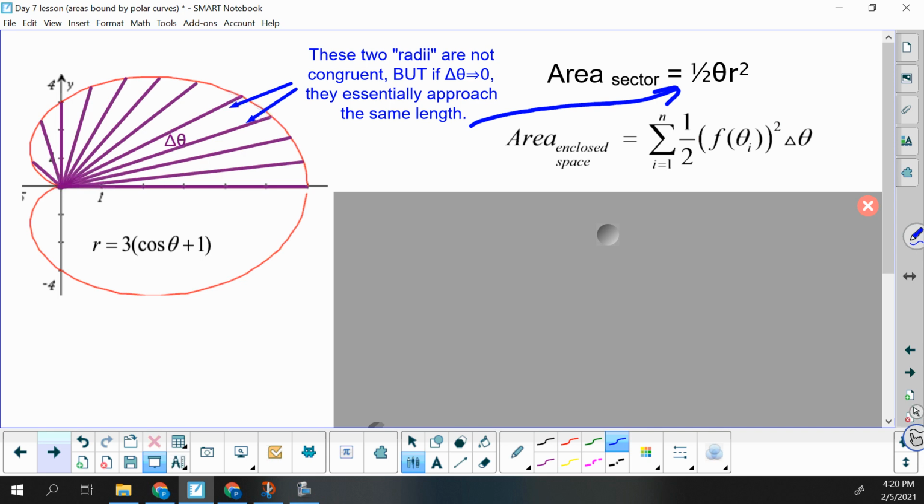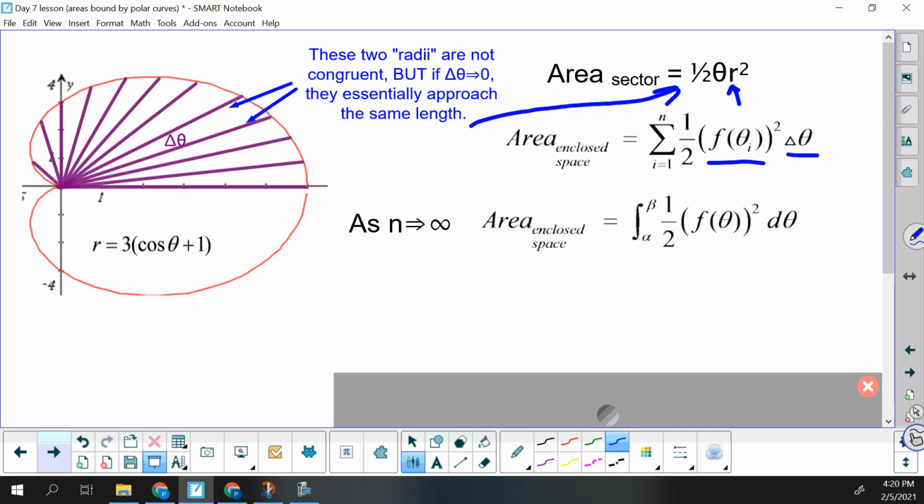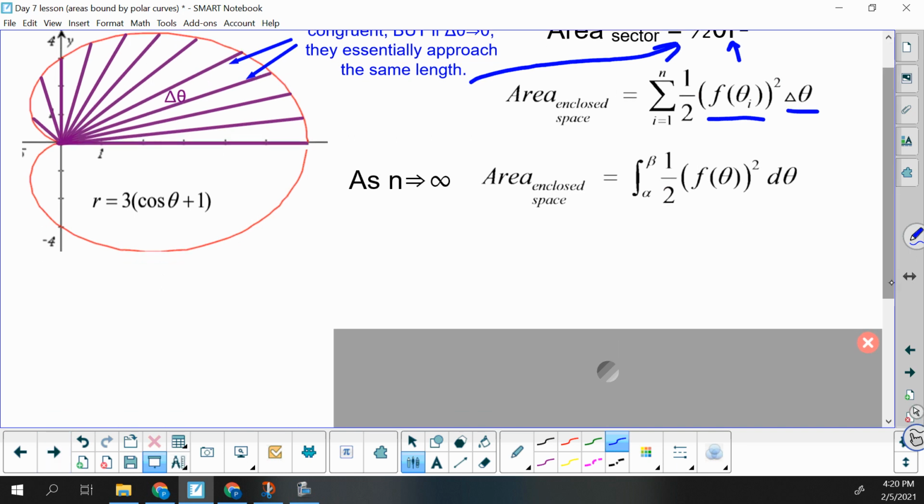1/2 theta times r squared. Well, theta is our angle at the inside there, which is our delta theta. And our radius is always going to be some function of theta, and then we have the half. And then we would add those all up, and that's going to eventually become an integral as n goes to infinity, because those radii will approach each other then. So that's our basic setup that we are going to work with.